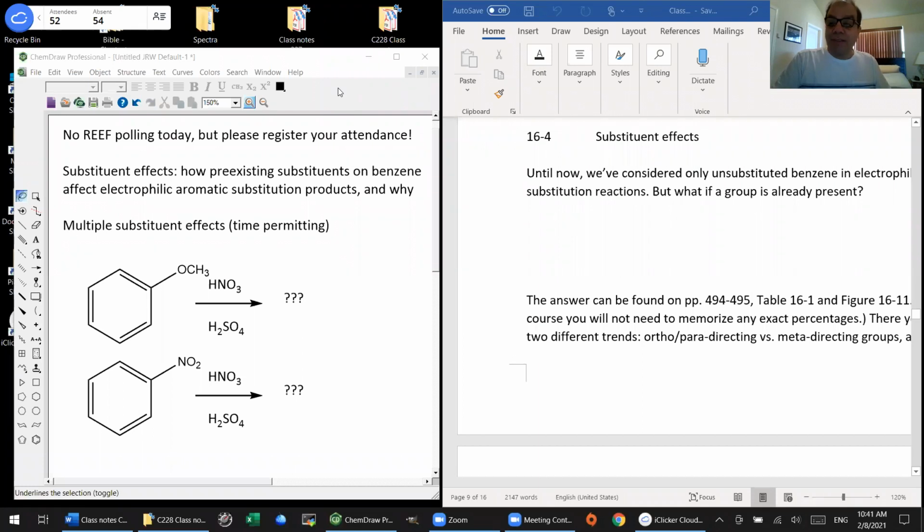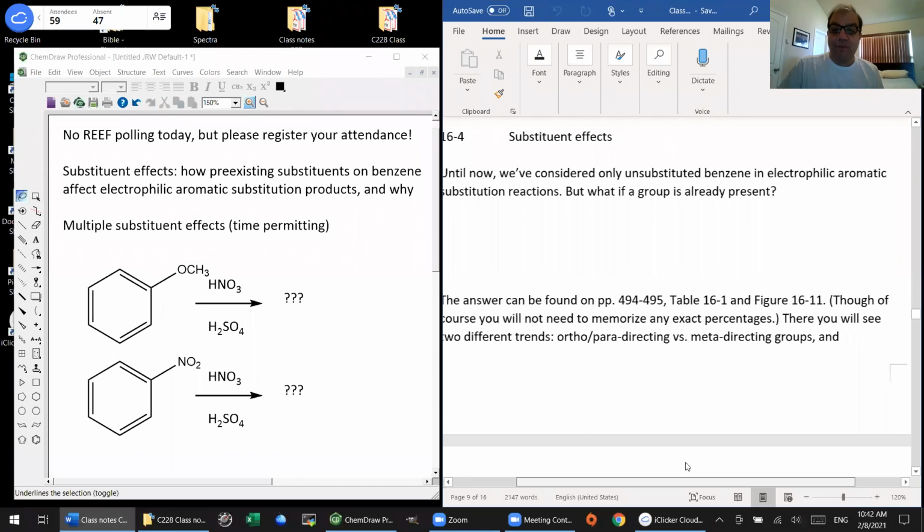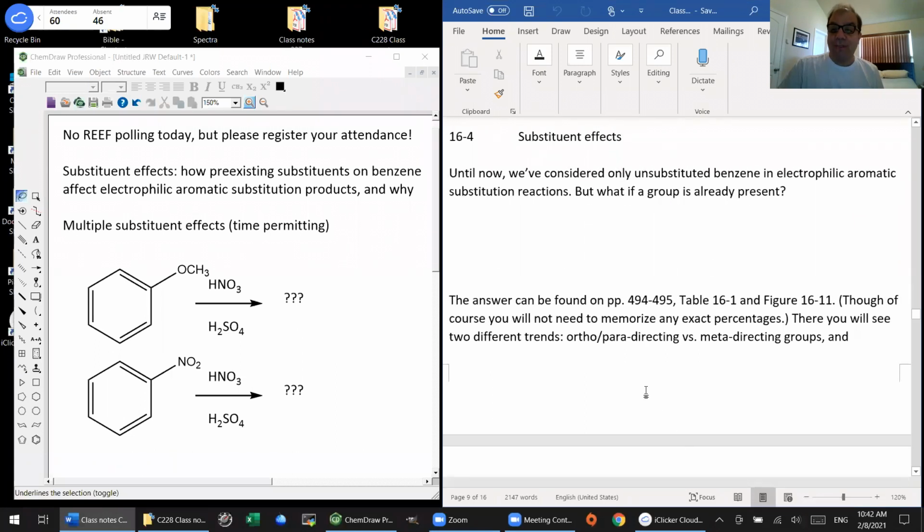Okay. So last time we covered the basics of electrophilic aromatic substitution. We talked about what the mechanisms of those reactions are. They're really all pretty much the same. They only differ in the details of which exact electrophilic species is undergoing substitution on the aromatic ring. But there's a problem. We only discussed the reaction of unsubstituted benzene. What happens if there's already another substituent group or multiple substituent groups on the aromatic ring?